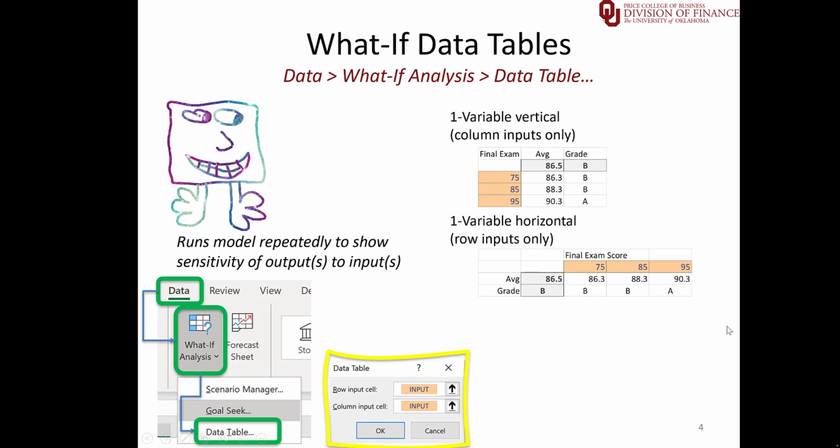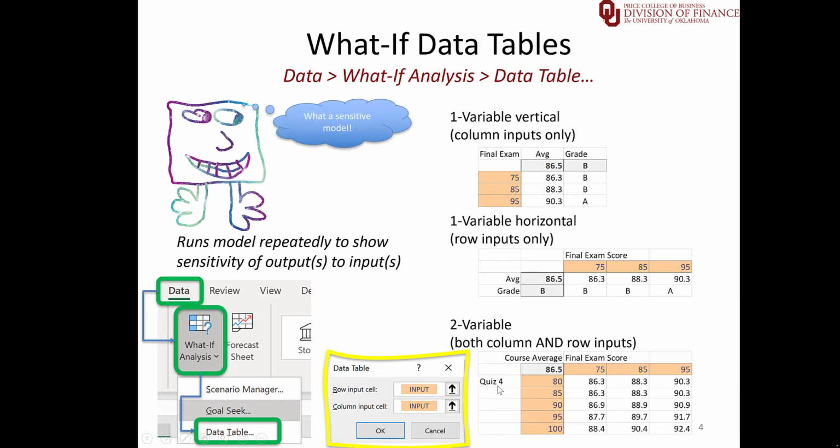Now, if we still had two inputs, if we wanted to put two inputs into this function machine and get output out, how would we do that? We'd use a two variable data table. This one has both column and row inputs. So we could say we don't know what we got on quiz 4 yet. So there's some uncertainty not only on this final exam score, where we could get a 75, an 85, or a 95, but also some uncertainty on quiz 4. We could get anywhere from an 80 to 100 on that, according to our data table.